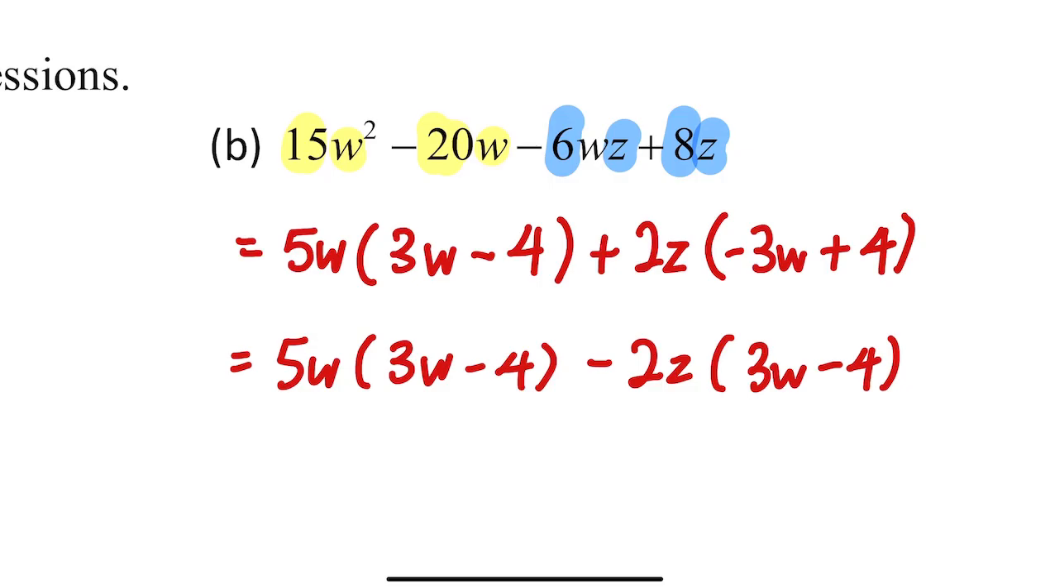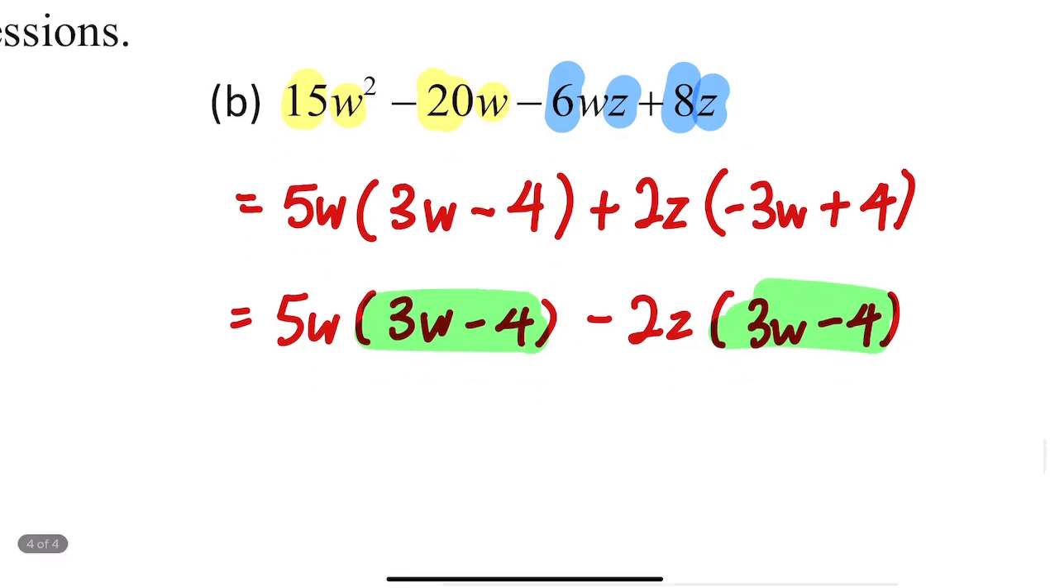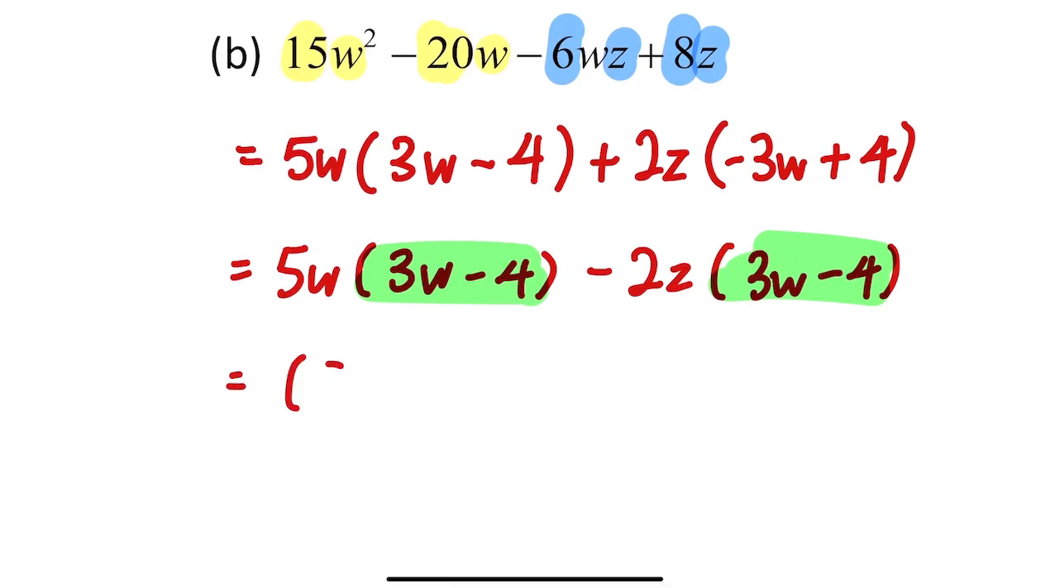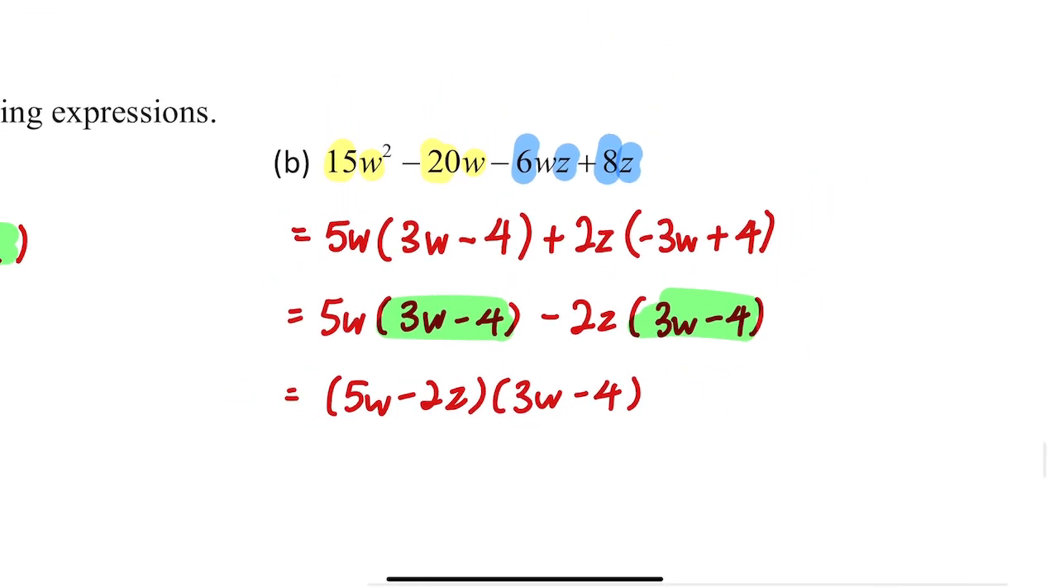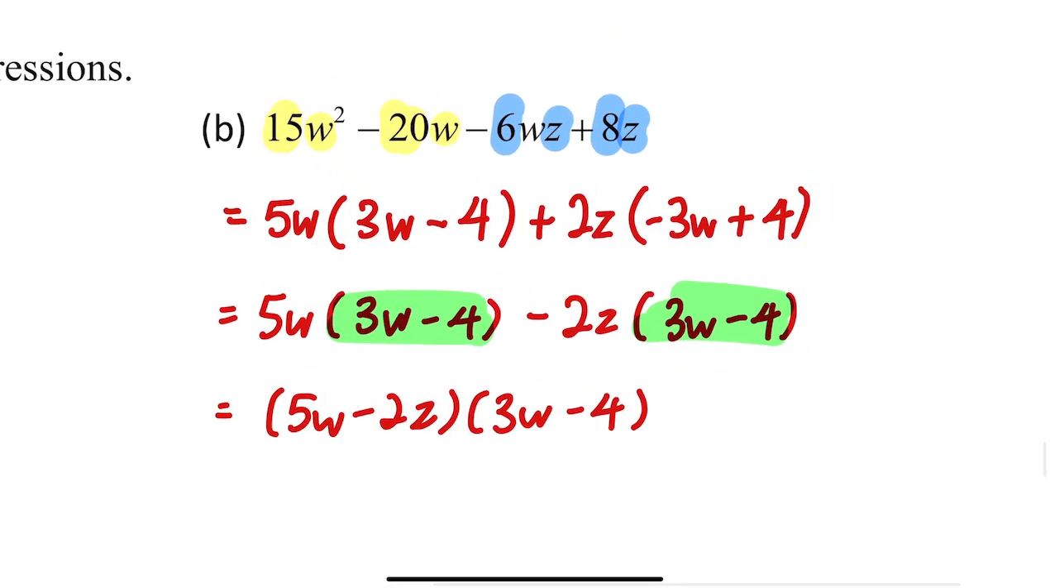Okay. Then now we check the factors are the same. Good, I can now group them together. I will get 5W minus 2Z times 3W minus 4. And that is the answer for example 6b.